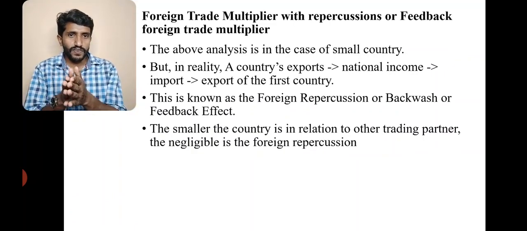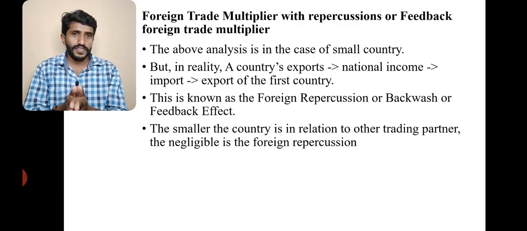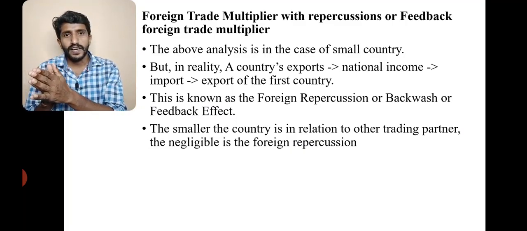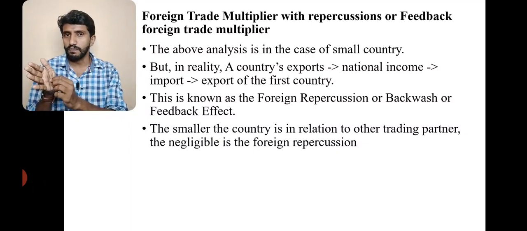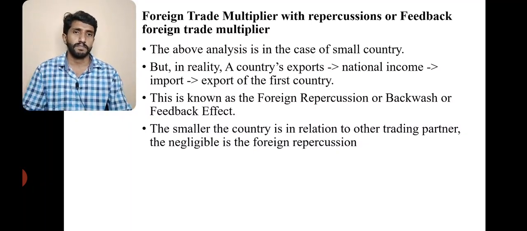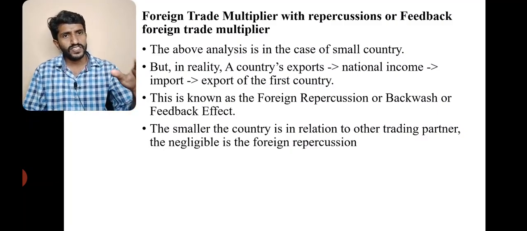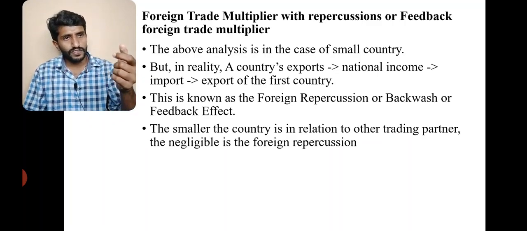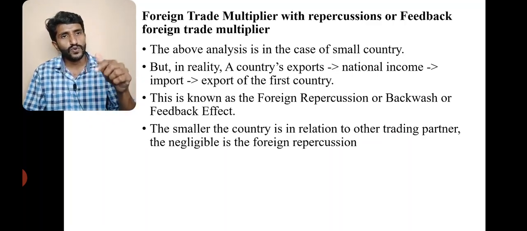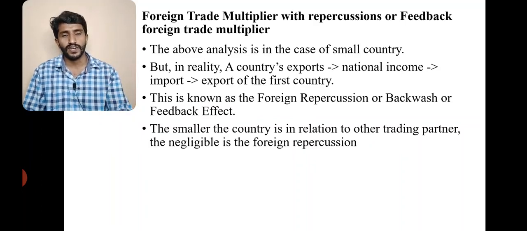Okay, so whatever we have discussed now, it is foreign trade multiplier without repercussions. Its equation will be 1 divided by s plus m. Now we are checking what is this repercussion or feedback: foreign trade multiplier with repercussions, also known as feedback foreign trade multiplier.